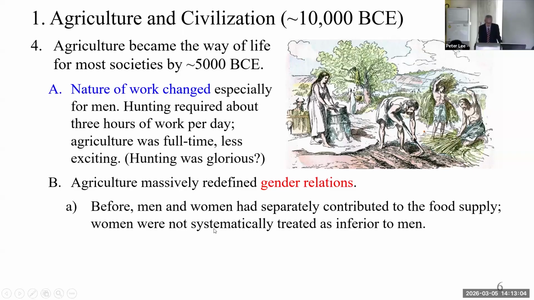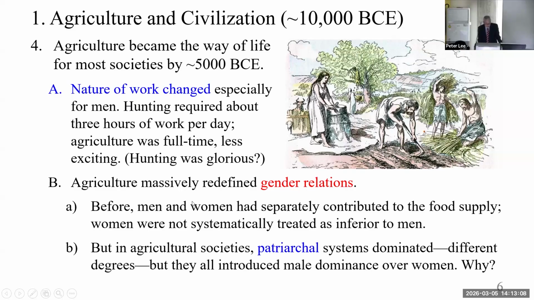But that started happening when agriculture came. In agricultural societies, patriarchal systems ended up dominating to different degrees in different societies. But in all agricultural societies, ultimately, almost inevitably, they introduced male dominance over women. This is something that happened in all different societies. And so the question is, why? Why did this happen?